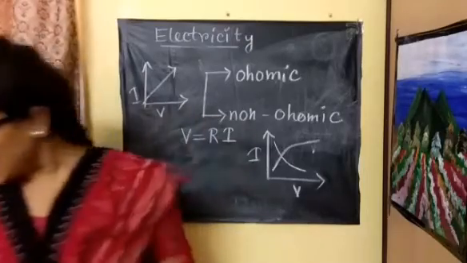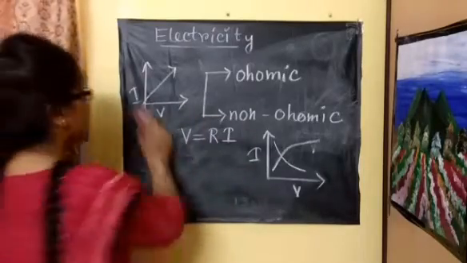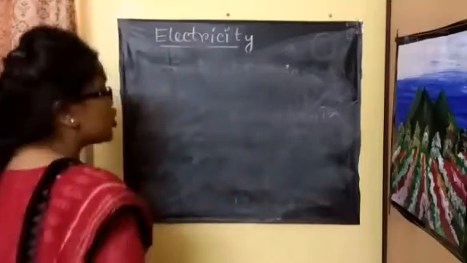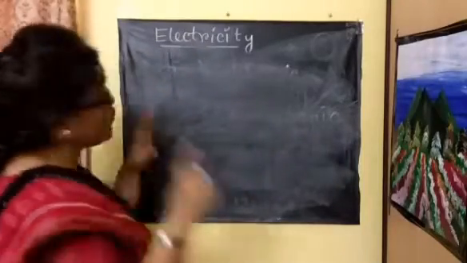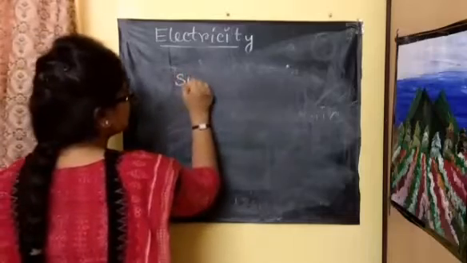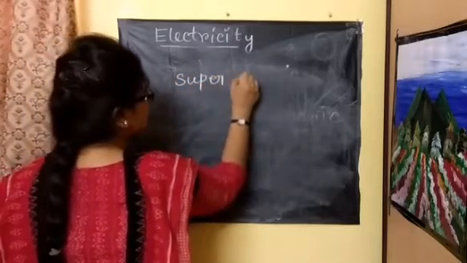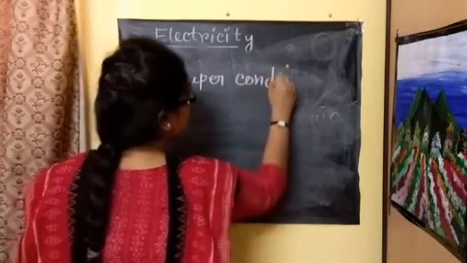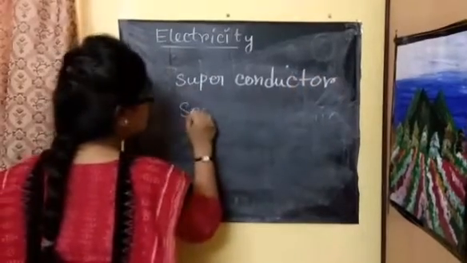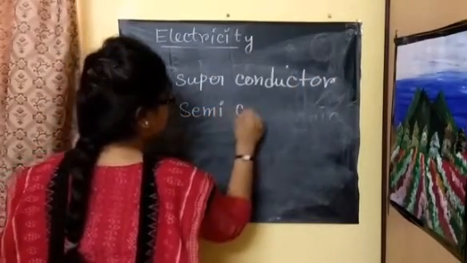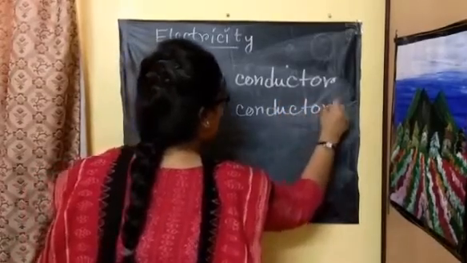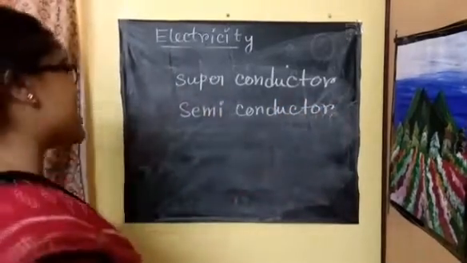Now, non-ohmic conductors are also of various types. Two of them are superconductor and another one is semiconductor. Clear? One is superconductor, another is semiconductor.